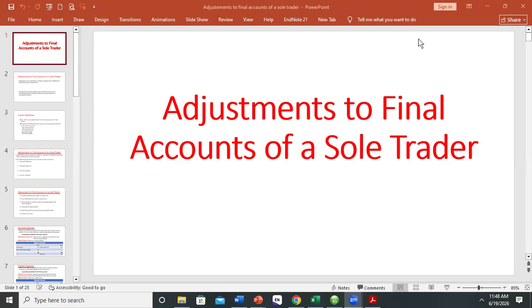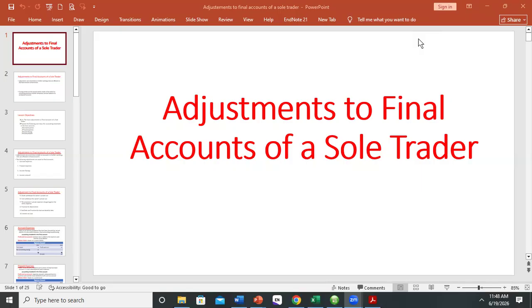So, profs, we are looking at the adjustment to final account. What we have been looking at is just how to prepare the financial statement when you are given a trial balance. Now, it goes beyond that because sometimes you would have to do some further calculations or workings simply because errors are bound to happen. The accountant is a human being and will definitely make mistakes.